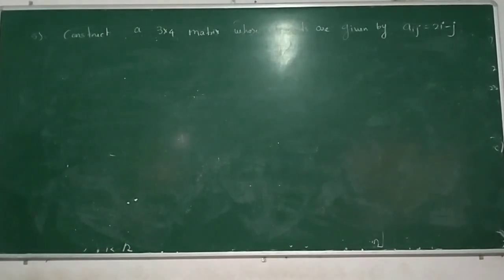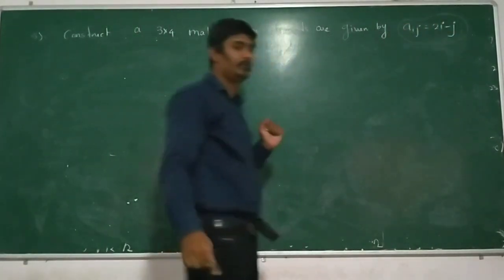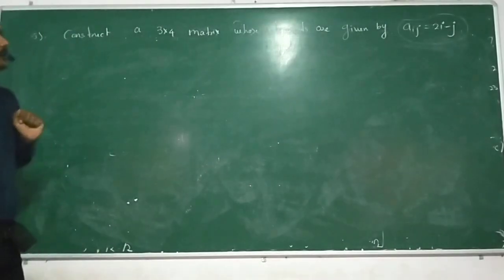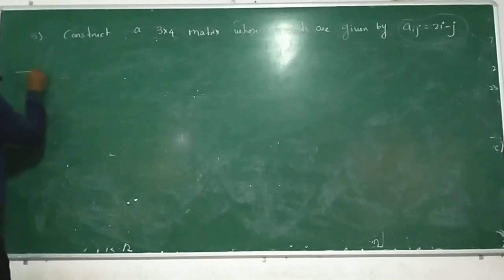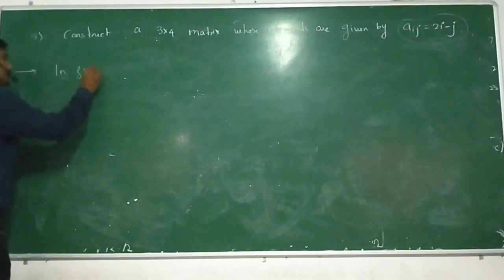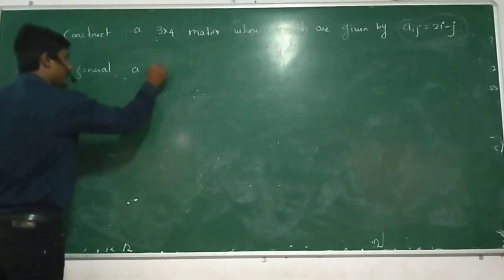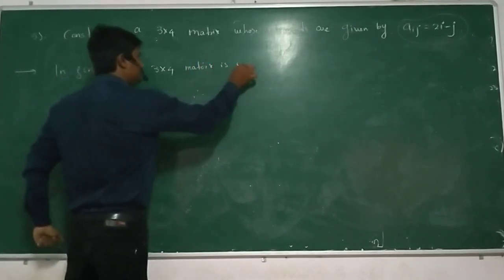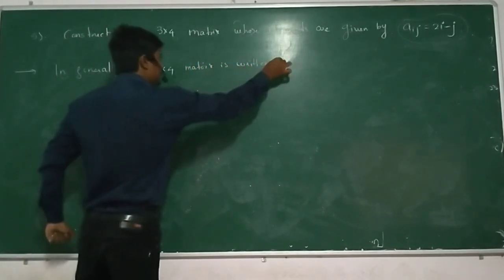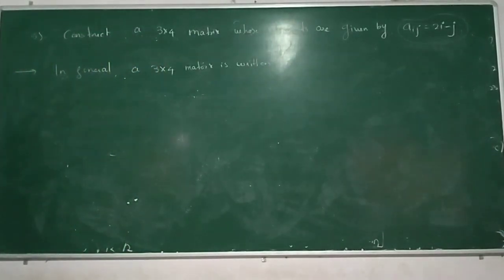Let us think in the same way. What are we given? We are given the general element. So using that general element, I am supposed to construct a matrix of order 3 by 4. So what shall we do? First we will write down generally a 3 by 4 matrix. Using the general element we are constructing the entire matrix.